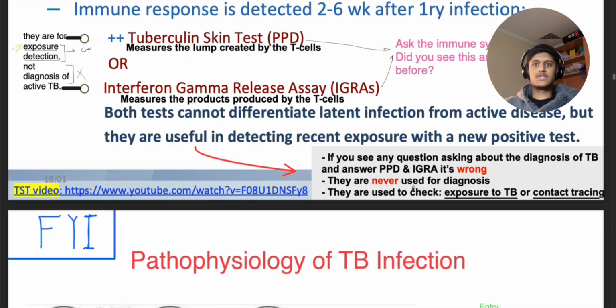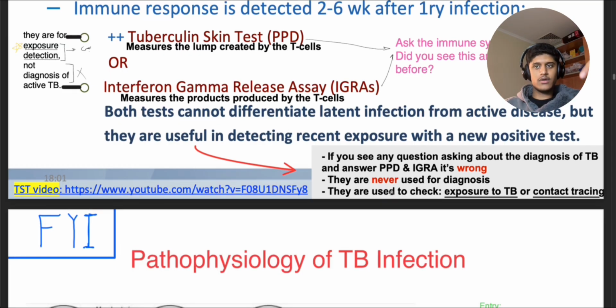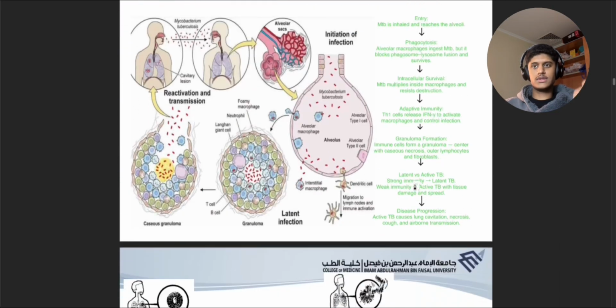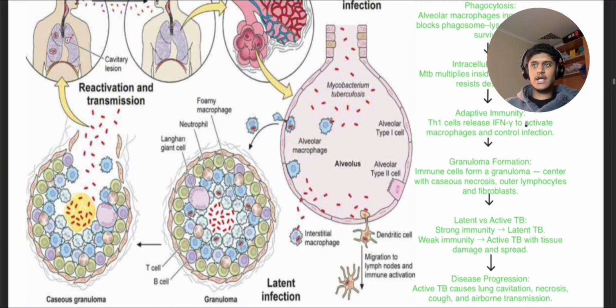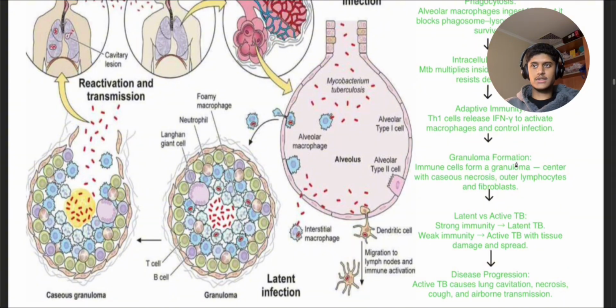And again, if it comes in the test, they are never used for diagnosis. And this is how the pathophysiology of TB goes. We don't want to go through it really, but we can see that the adaptive immunity and T helper 1 cells release interferon gamma to activate macrophages and control infection.